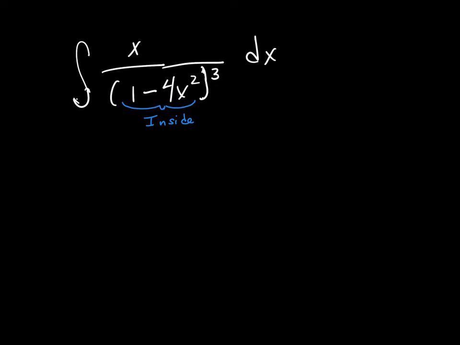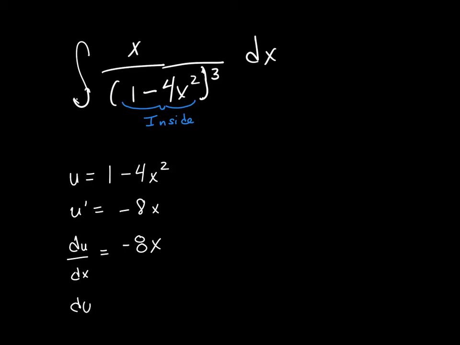U is always going to be that inside portion of that graph. So I'm going to go ahead and let u equal 1 minus 4x squared. The derivative of u, that 1 goes away, and you're just left with negative 8x. But again, I want to write it using the du dx notation. And then I know that du is equal to negative 8x dx.